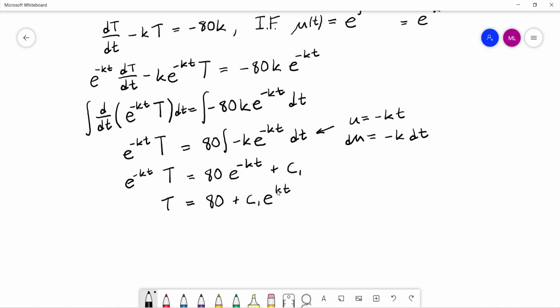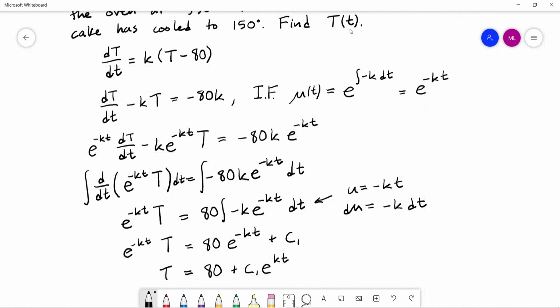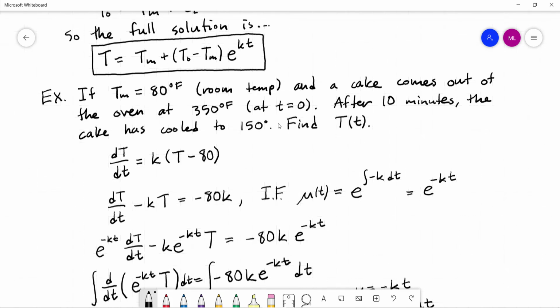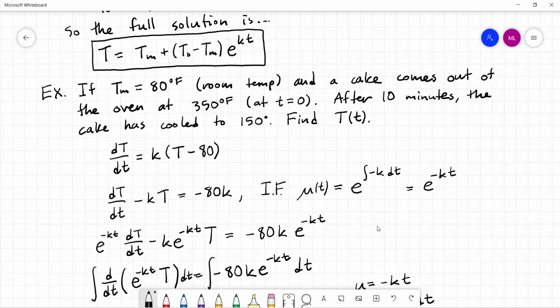We need to figure out both of those two parameters to get the full equation that we're going for, T of t. One of them we can find by using the initial condition. So T0 equals 350 degrees. And then the second we'll find by using the second condition that says that after 10 minutes, the cake has cooled down to 150 degrees.